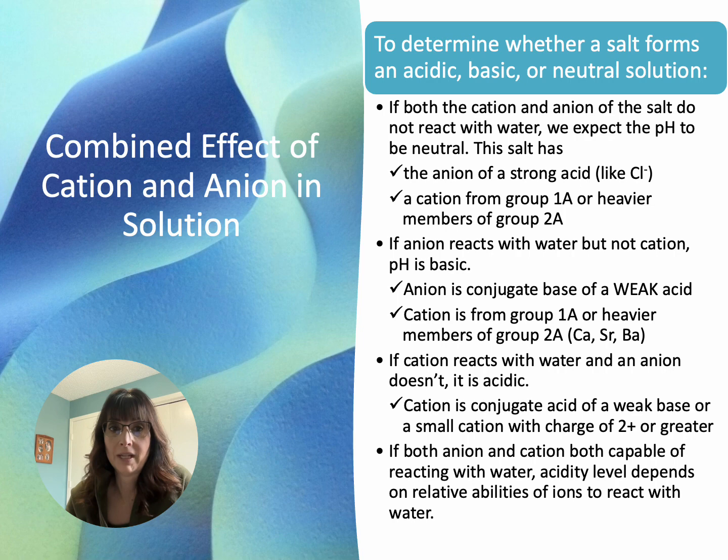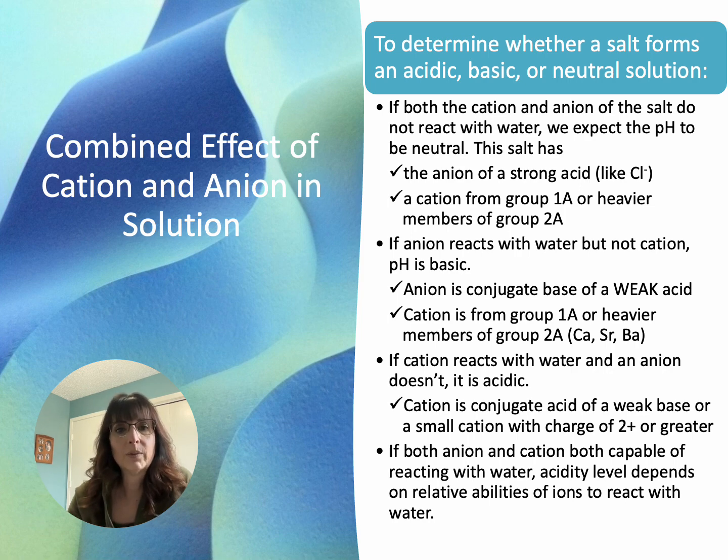So let's make it more complicated. You have anions that might be reacting with water. You have cations that might be reacting with water. All right, so how are we going to know whether a salt forms an acidic, basic, or neutral solution? Well, if both the cation and anions of the salt do not react with water, we'll expect the pH to remain neutral. And this salt has the following characteristics: an anion of a strong acid, like Cl negative, and a cation from group 1A or the heavier members of 2A.